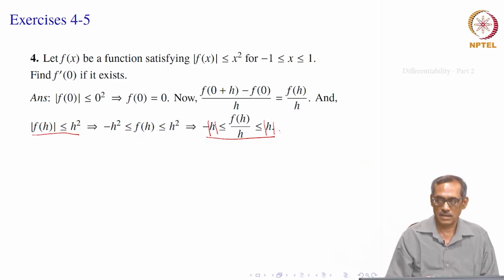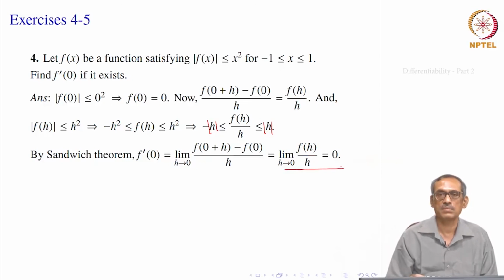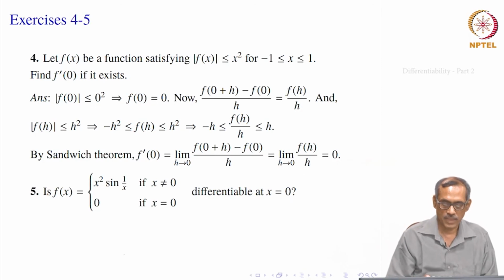right. So, now use the sandwich theorem, since it is between minus mod h and mod h. This goes to 0, this goes to 0 as h goes to 0. Therefore, f h by h goes to 0, must be 0. Fine. So, we have got f prime 0 this way. Let us go to the next problem.